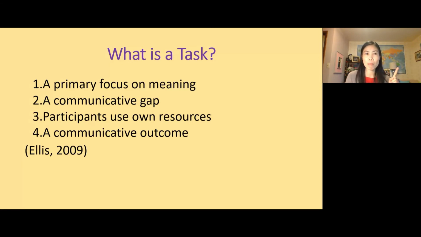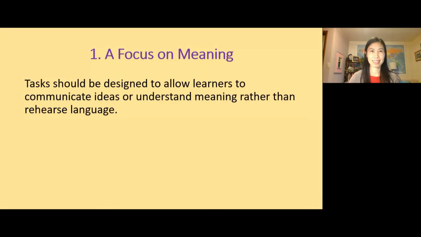First, there has to be a primary focus on meaning. There should be a communication gap among the participants. The participants need to use their own resources rather than rehearsing linguistic items, and there needs to be a communicative outcome. So let me explain these criteria a little bit more.